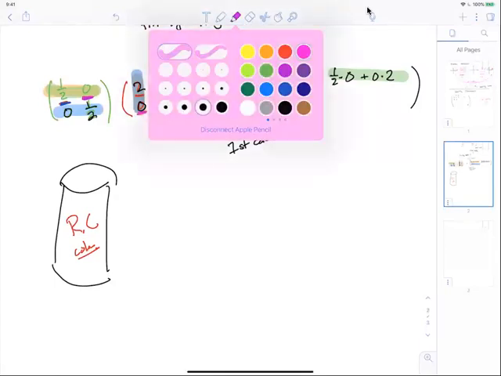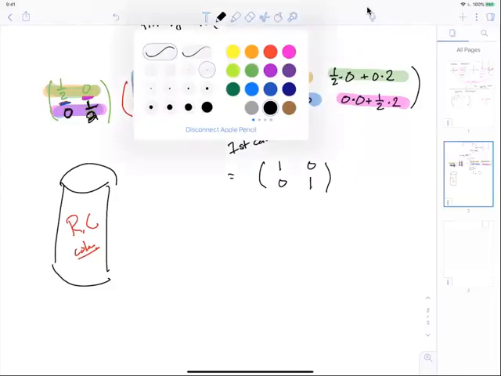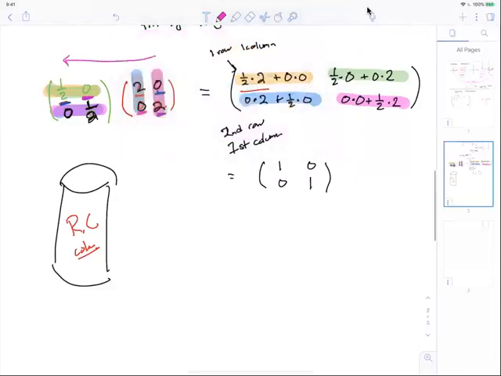And then finally, for the last one, we're going to take the second row and the second column. And we'll get 0 times 0 plus 1/2 times 2. All right, so if we simplify all this, we'll end up getting 1, 0, 0, 1. And sure enough, that's exactly what we expected. We expected that if you apply these transformations in order, you'll get the same thing as doing nothing, which is encoded by the identity matrix.